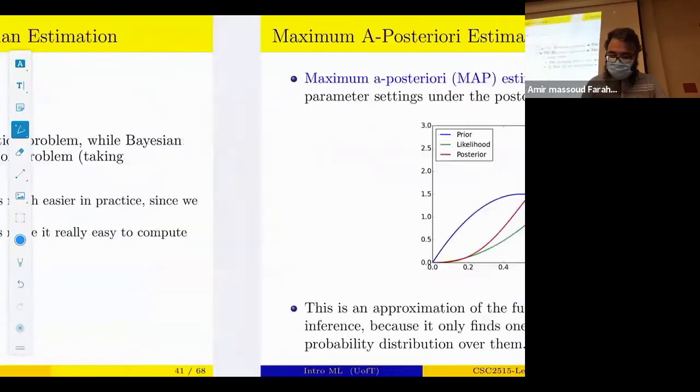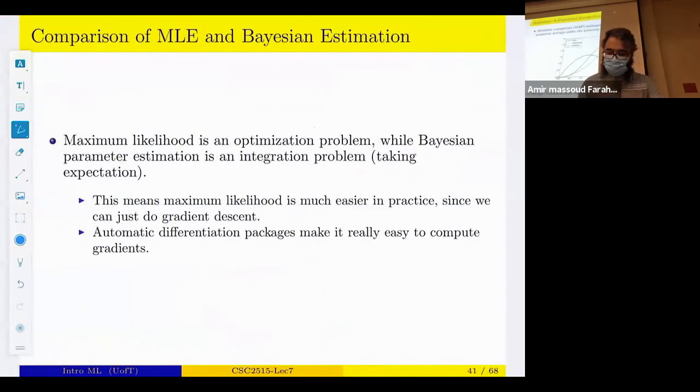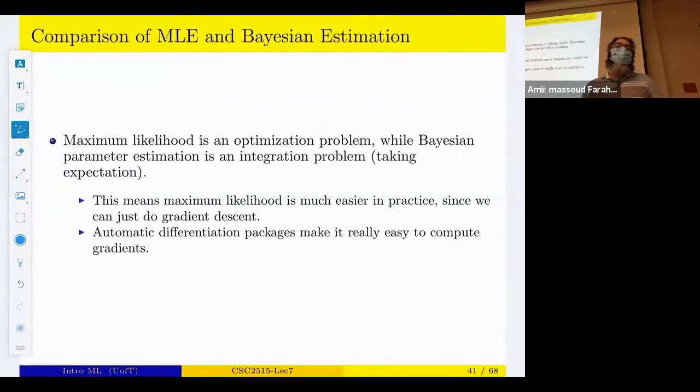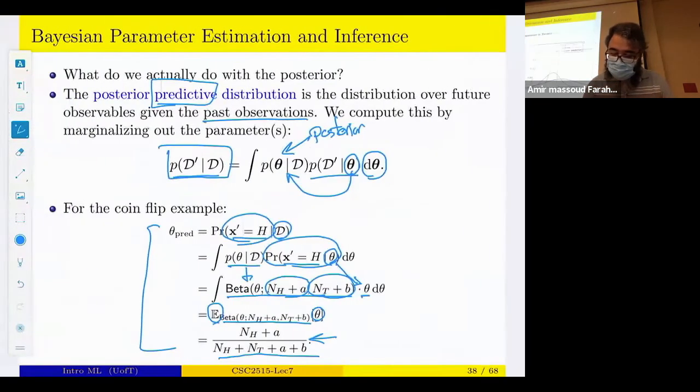Okay, so that's part of the comparison. Maximum likelihood estimation is usually formulated as an optimization problem. We want to optimize a parameter that maximizes the likelihood. But the Bayesian approach is usually in the form of an integration. We need to take expectations here. You see that we have this expectation that needs to integrate over all posterior distributions in order to get us the probabilities.